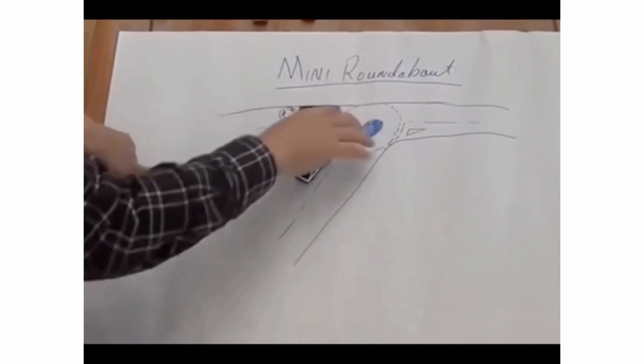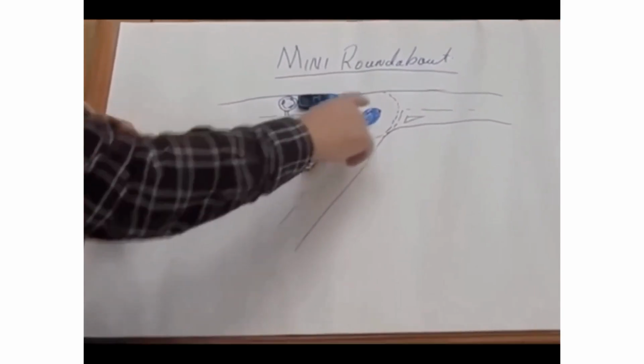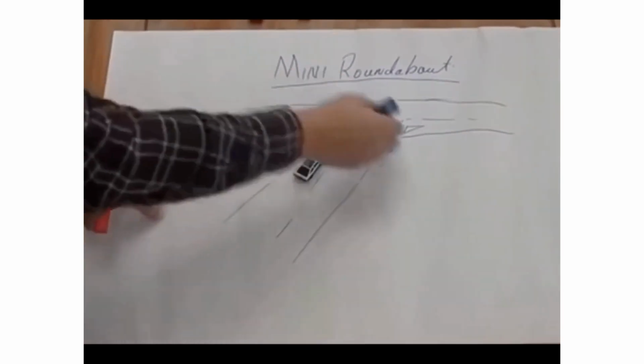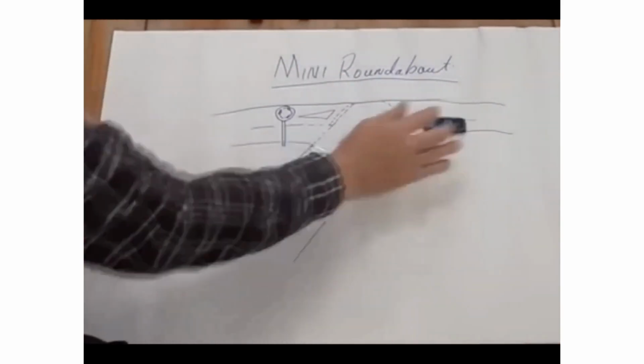If this car was here and it had its right signal on to go around the roundabout this way, and we had our right signal on to go that way, we would actually have priority over this car, because we would be approaching the car from the right-hand side. So that's the first thing we have to look at. We have to always look at where the priority lies.